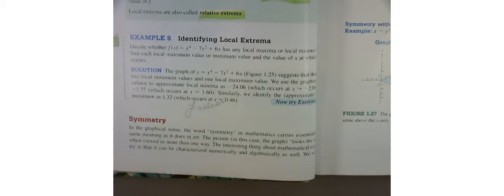It wants us to decide whether the function f of x, which is equal to x to the fourth minus 7x squared plus 6x, has any local maximum or local minimums. Find each max and min value of x at which the minimum and maximums occur. So we could do this on a calculator.